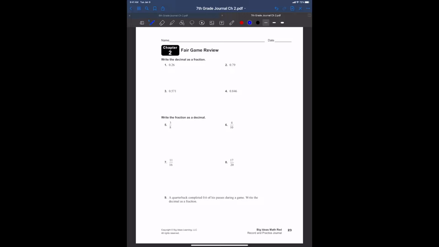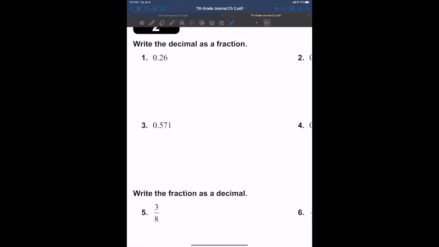So the kids in class, you have this in your binder. Kids at home, you do not. You will have to take notes on these. All right, so kids at home with notes, you're going to write Chapter 2, Fair Game Review at the top of your paper. Now, kids here, we talked really quickly about how to write decimals as fractions.